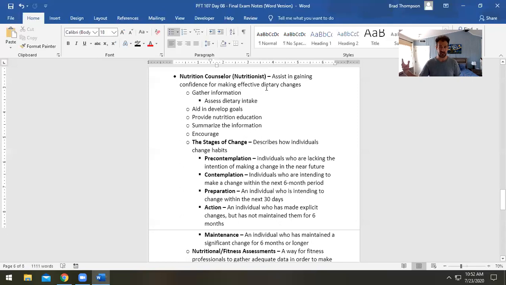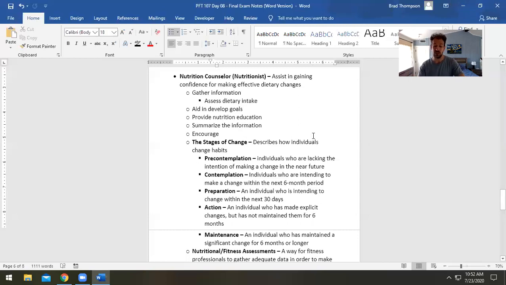We're not necessarily telling somebody how to change. We're simply gathering information which will allow us to understand their background and assess things. We can help them develop their own goals. We can provide nutritional education in order to guide them in a specific direction. We can summarize that information, and then we can continue to coach and encourage our clients, right? So we are applying guided self-help as a main principle here, right? We're not telling someone what to do. We're simply educating them and allowing them to make healthy decisions.